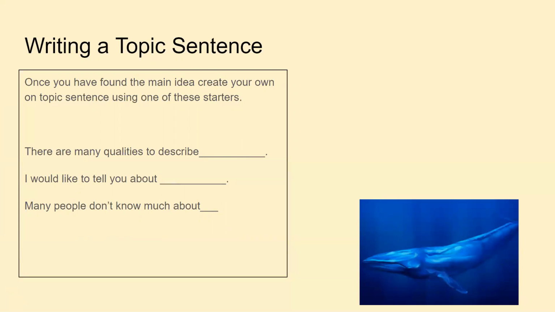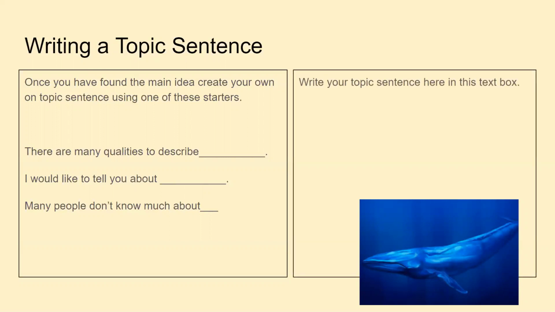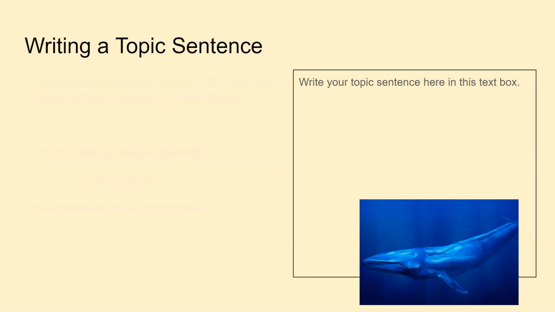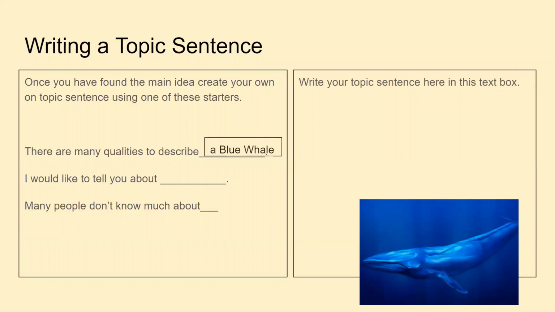So this sentence stem is, there are many qualities to describe, and then you fill it in, or I would like to tell you about, and you fill it in, or many people don't know much about, and then you fill it in. Then we're going to write our topic sentence here in this text box. So there are many qualities to describe a blue whale, because we talked about how the whole section of text is about blue whales. Then I would like to tell you about, what do you think we're going to put there? You're right, a blue whale.